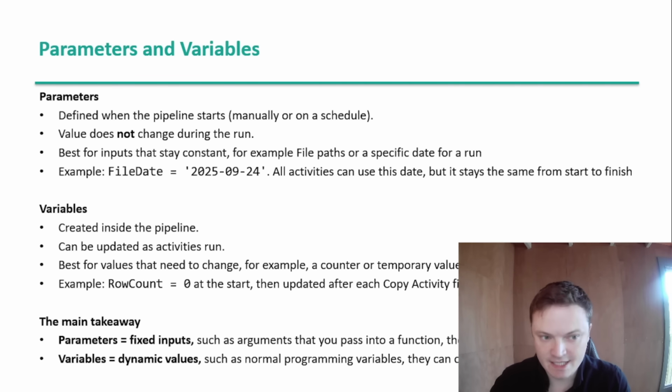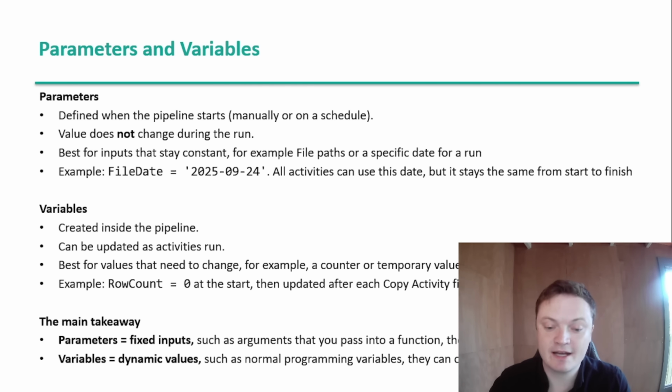So the main takeaway to show the difference between parameters and variables is that parameters have fixed inputs, such as arguments that you pass into a function that do not change. Variables, on the other hand, have dynamic values, such as normal programming variables, and they change as the pipeline runs.